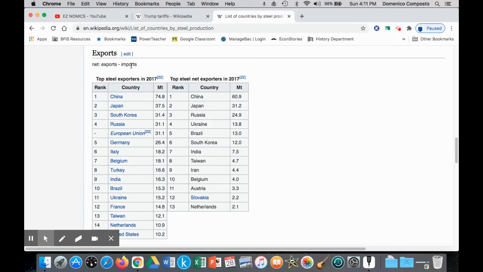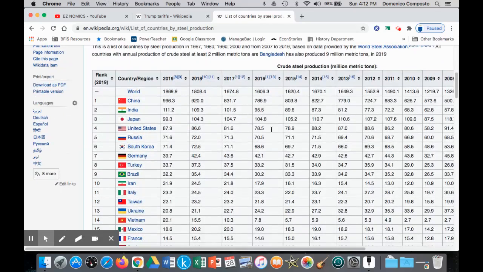Let's look at exports of steel in 2017. We can see China was the #1 net exporting nation, but you can see clearly that China is the biggest net steel exporter, 60.9 million metric tons. And again, in 2019, we see the ranking of countries by production. 2019, China again ranked #1, #2, India, Japan, the United States.